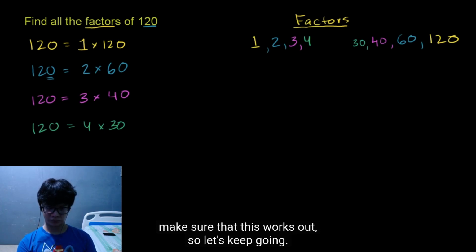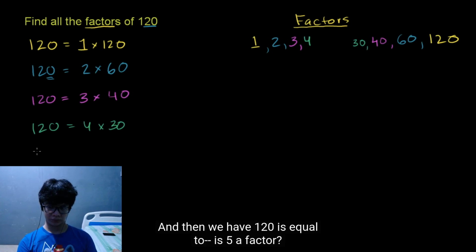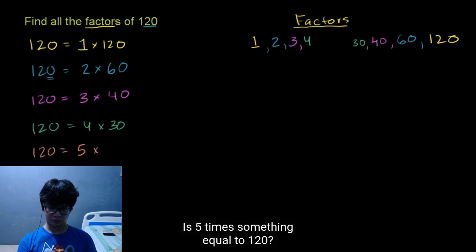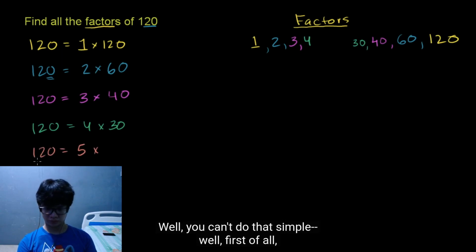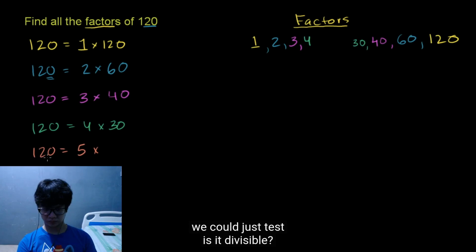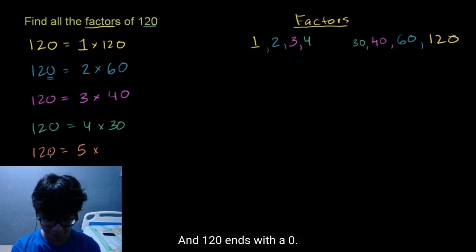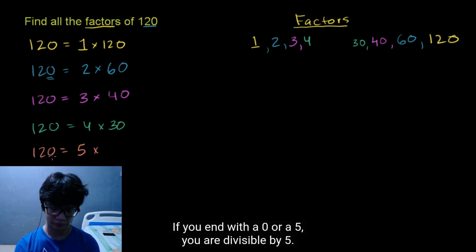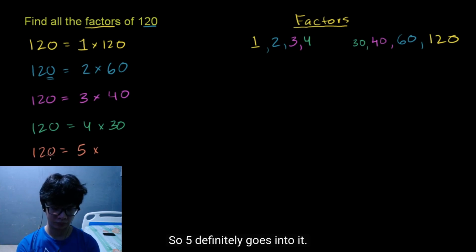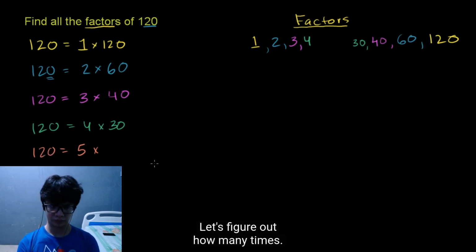So let's keep going. Let's see, is 5 a factor? Is 5 times something equal to 120? Well, first of all, we could just test, is it divisible? And yep, 120 ends with a 0. If you end with a 0 or a 5, you are divisible by 5. So 5 definitely goes into it. And let's figure out how many times.